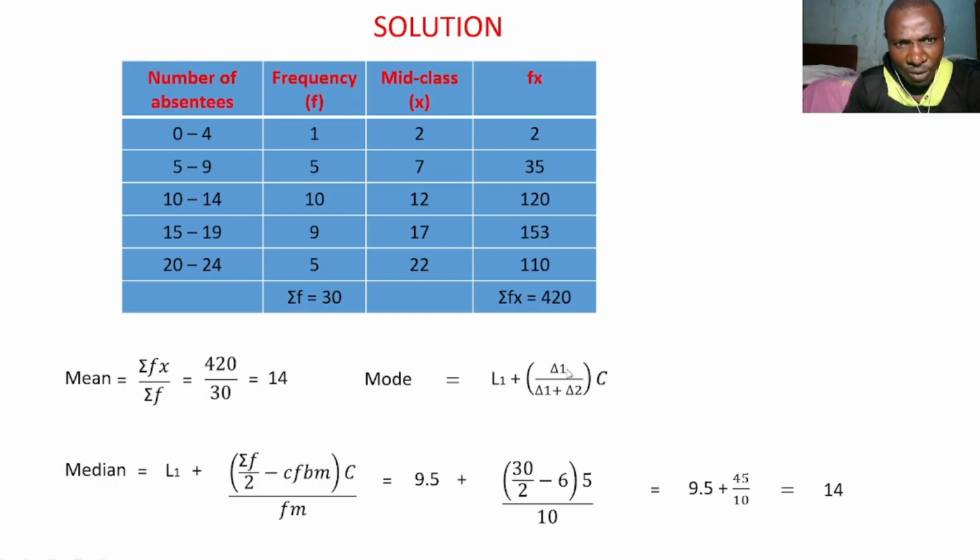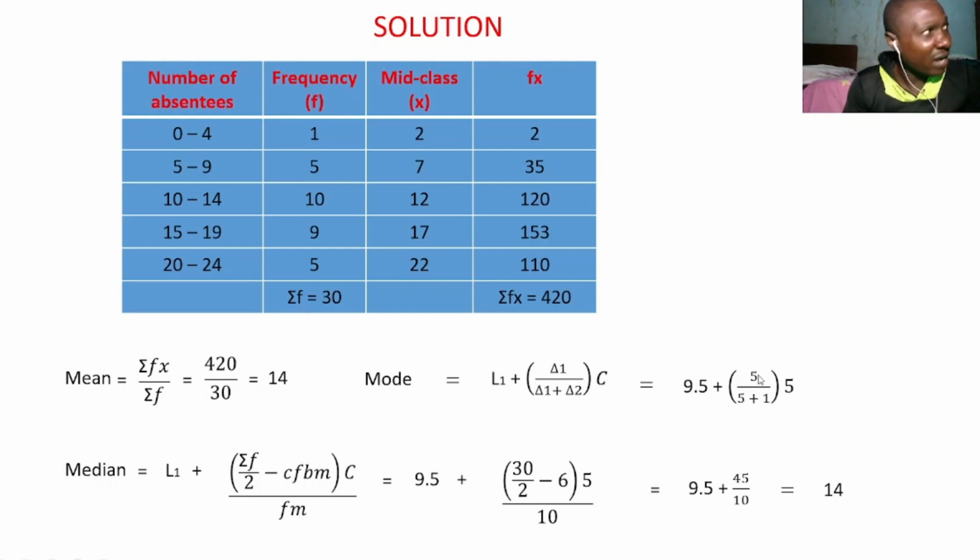Now our delta 1 is the frequency of the modal class minus the frequency just before it. If you look at what we have on the screen here, the frequency of the modal class is 10. The frequency just before it is 5. So 10 minus 5 will give us 5. Now delta 2 is the frequency of the modal class minus the frequency just after it. That will be 10 minus 9, which gives us 1.